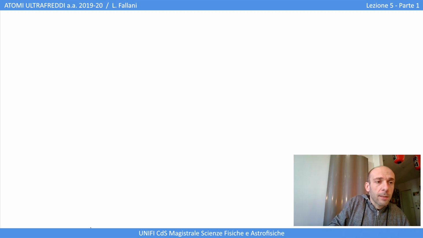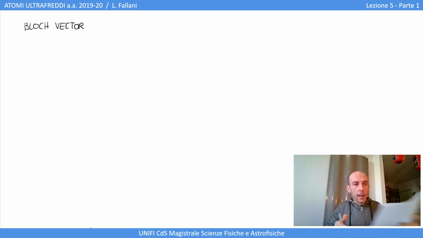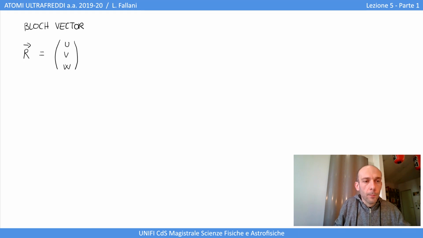And so what is a Bloch vector? The Bloch vector is a three-dimensional vector that is composed starting from the components of a density matrix. And in particular, this Bloch vector that we will denote as R, and we will denote the three components as U, V, and W, is defined in this way.